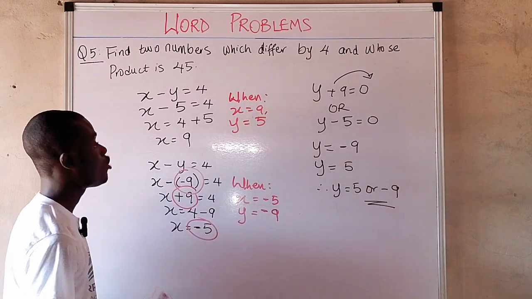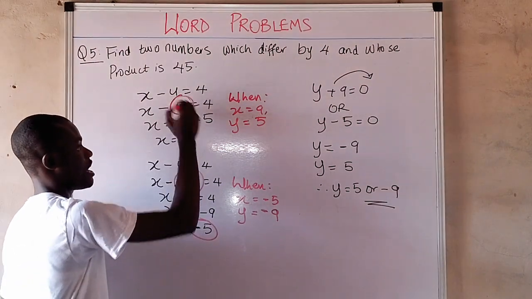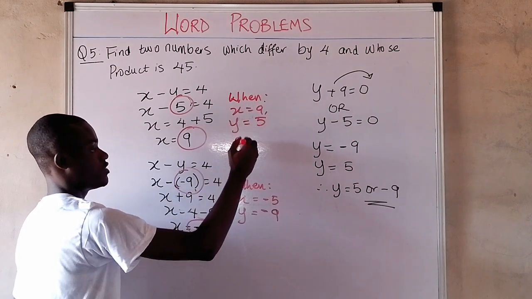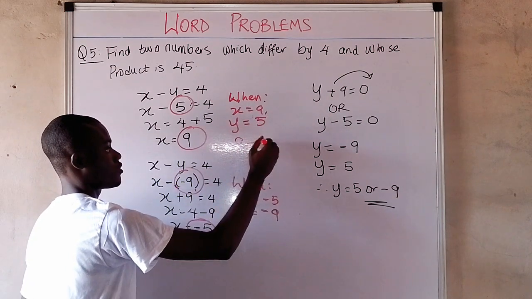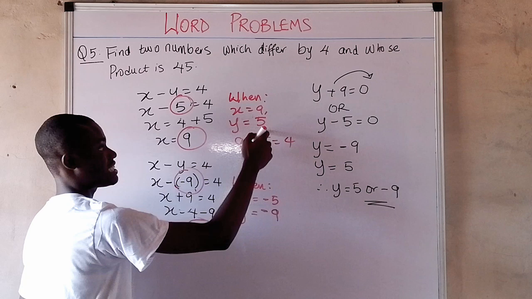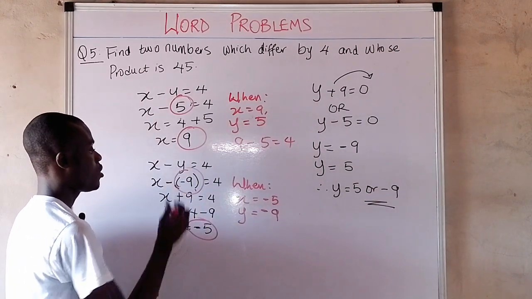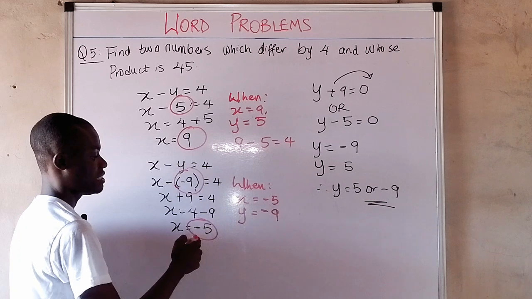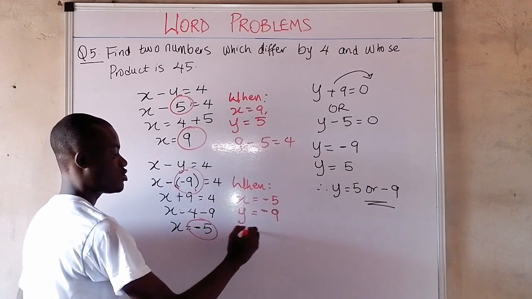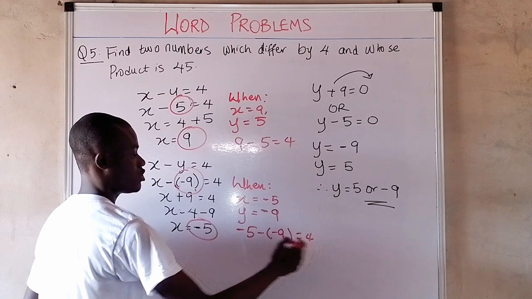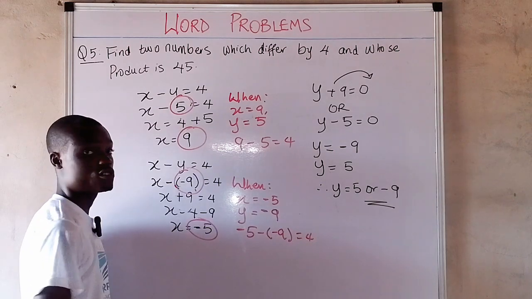So these are the numbers. First part, when y is 5, x is 9. So 9 minus 5 will give us 4, and also 9 times 5 will give us 45. Also in this other part, when y is minus 9, x is minus 5. So minus 5 minus minus 9 will give us 4, and also minus 5 times minus 9 will give us 45.